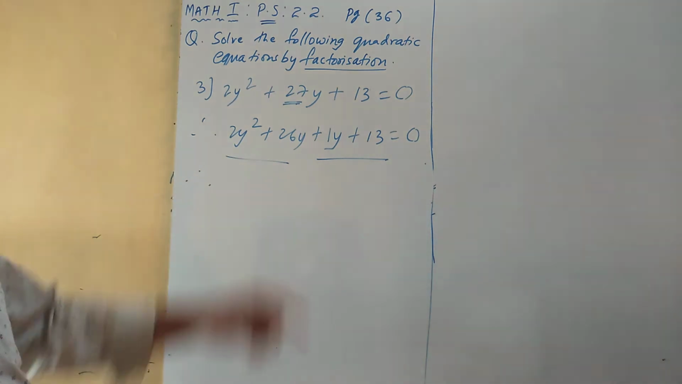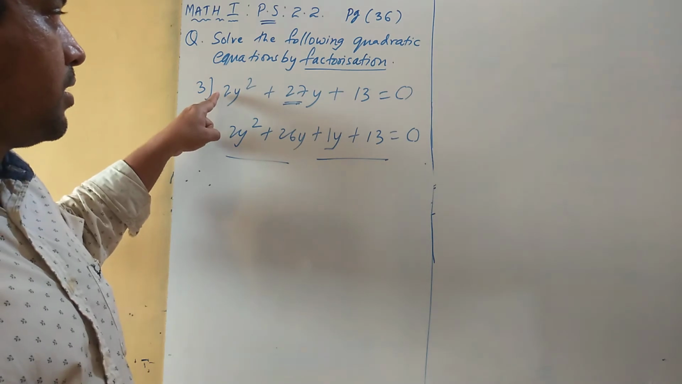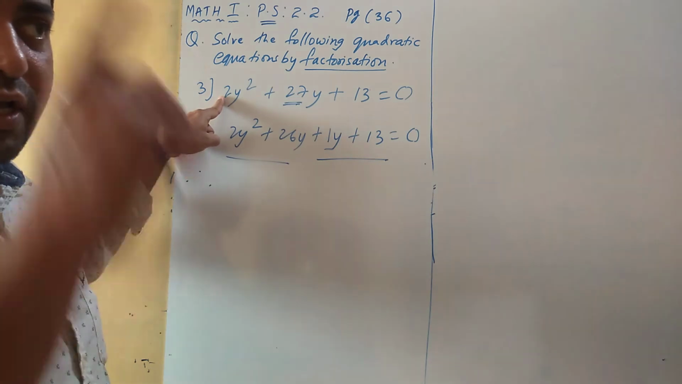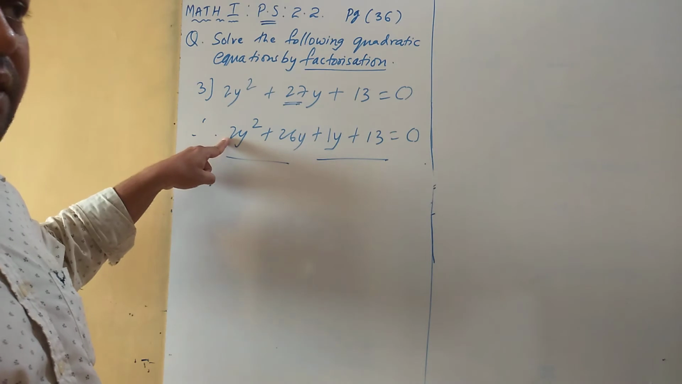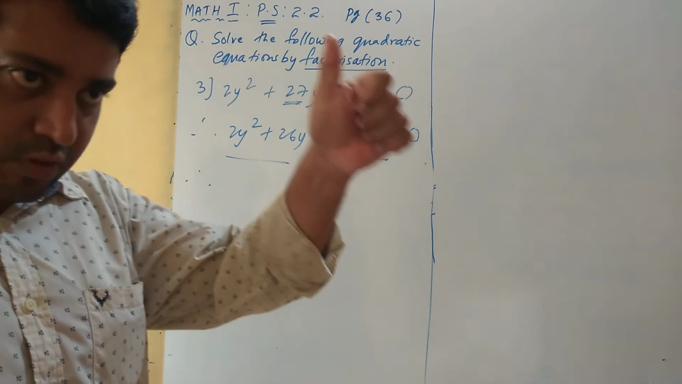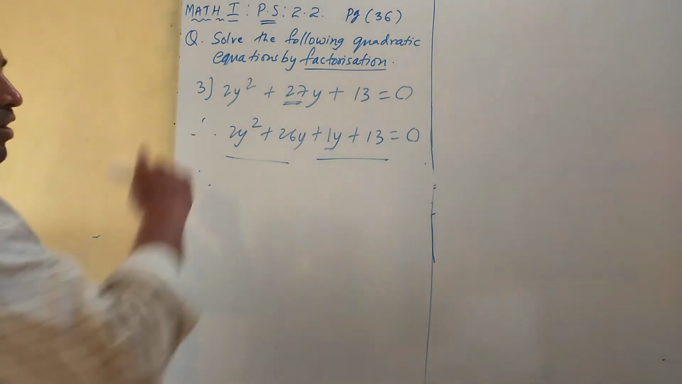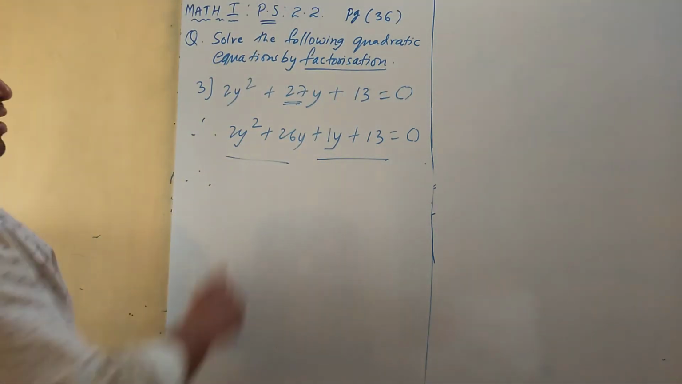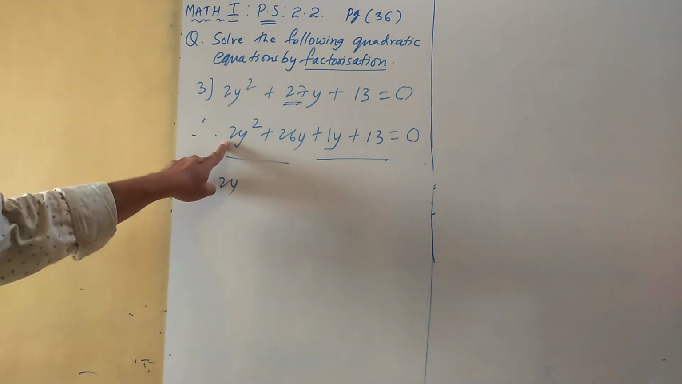Let's start here. Again, there will be a little difference because we have a coefficient more than 1. In the previous sums we had coefficient 1, so we were finding only the variable common. Now here, since a coefficient is present, you'll have the variable also common and the number also common. Is it clear? So here, in the table of 2, 26 will be 13 times. So that means 2 will be common and y will be common. That means 2y will be common.